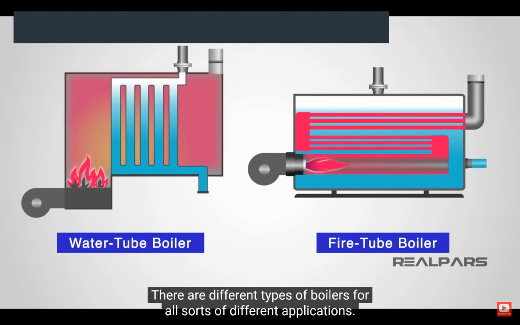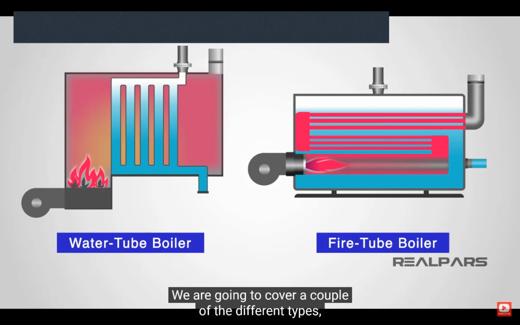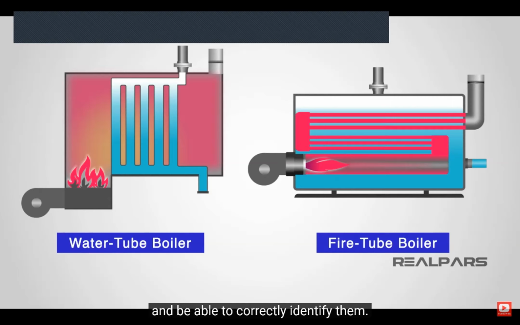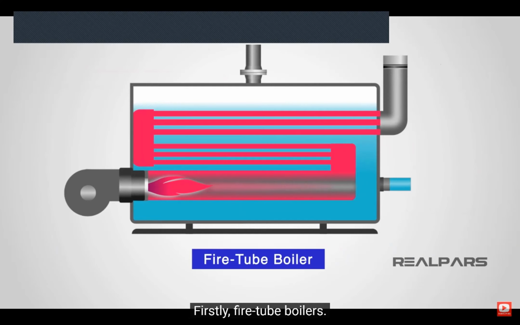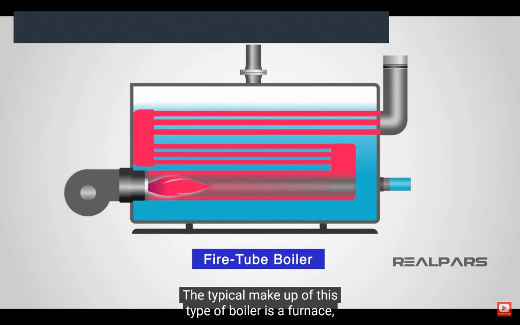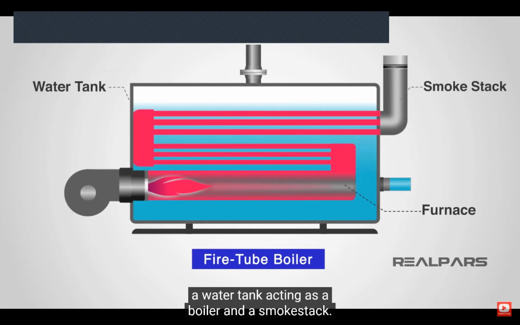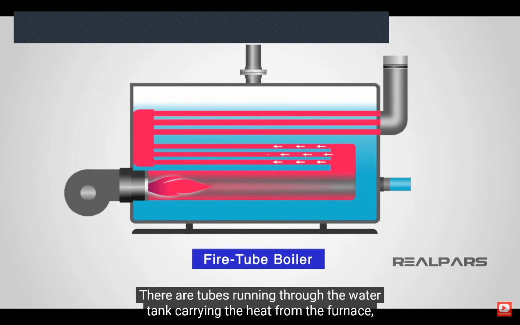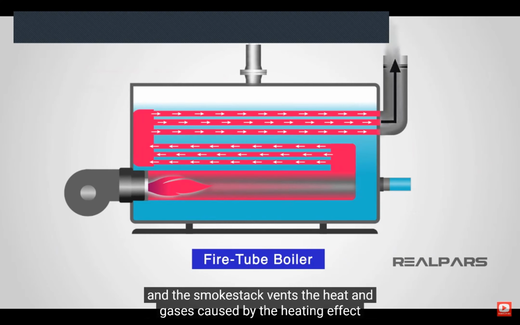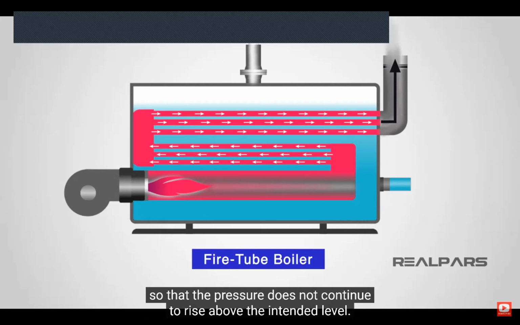There are different types of boilers for all sorts of different applications. We are going to cover a couple of the different types, including how each of the methods is able to generate heat, so you can familiarize yourself and be able to correctly identify them. Firstly, fire tube boilers. The typical makeup of this type of boiler is a furnace, a water tank acting as a boiler, and a smokestack. There are tubes running through the water tank carrying the heat from the furnace, and the smokestack vents the heat and gases caused by the heating effect so that the pressure does not continue to rise above the intended level.